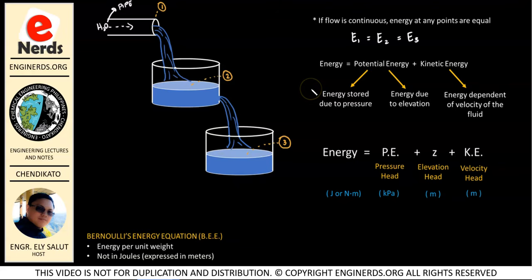So, we already stated sa ating previous video that potential energy can be in two forms. So, okay, yung isa is yung energy stored due to pressure. Okay, so meron tayong internal pressure na i-consider for potential energy. And potential energy can also be an energy due to elevation. So, ito yung position ng ating fluid relative sa given datum point. Okay, so we already discussed that, but we are going to explain that again dito sa video na to later, no?